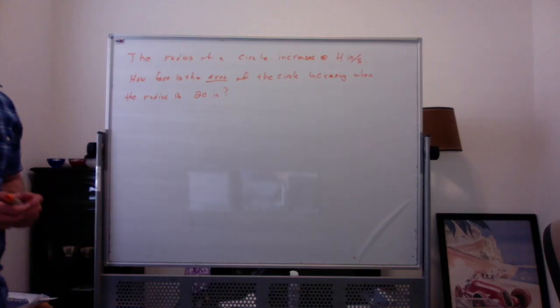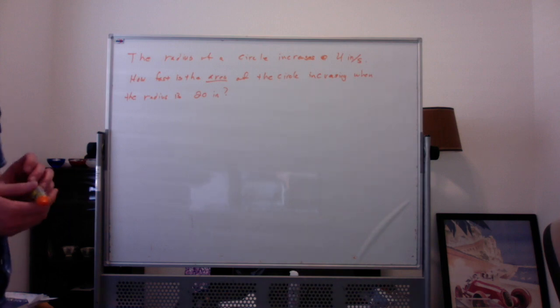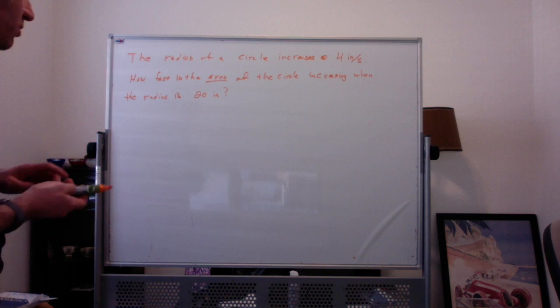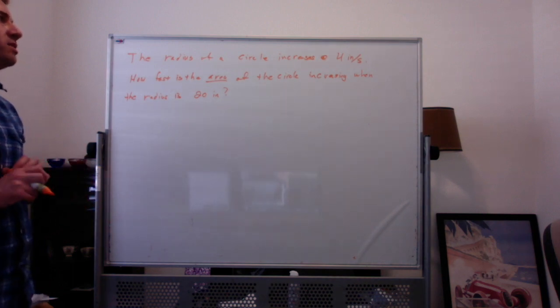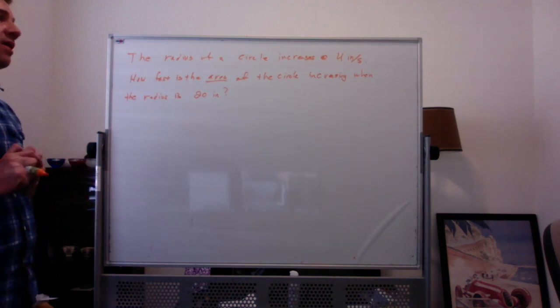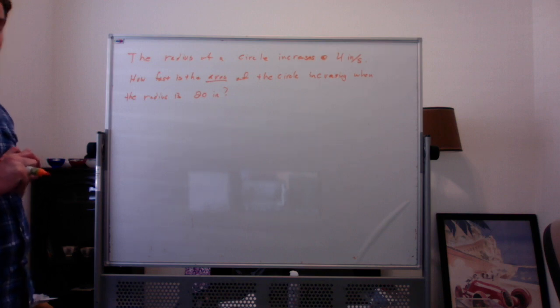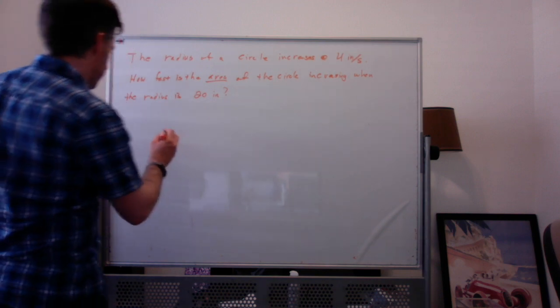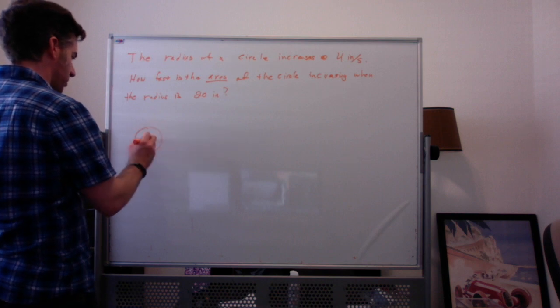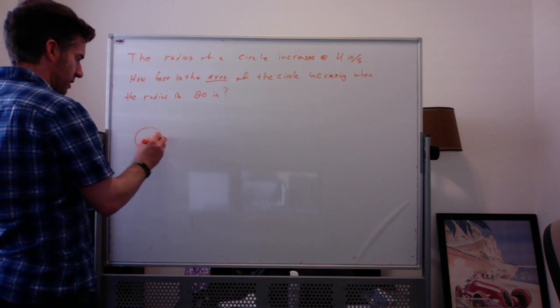Here are a couple of related rates problems. And really, related rates problems are all about the setup. This problem says the radius of a circle increases at 4 inches per second. How fast is the area of the circle increasing when the radius is 20 inches? So the idea here is that I've got some circle, and its radius is increasing.